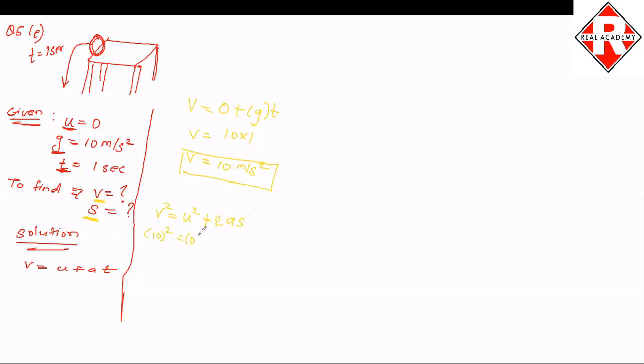u square is 0 plus 2 times g into s. 10 square is 100, right? Next, 2 times g is 10. s is to be found, right? So 100 upon 2 into 10 is equal to s.